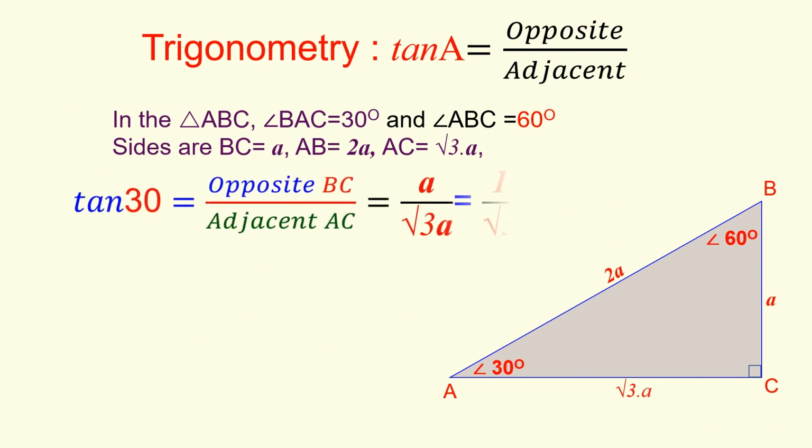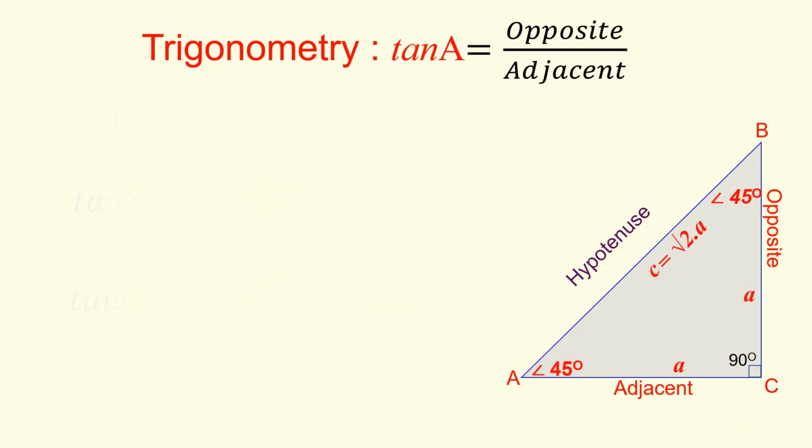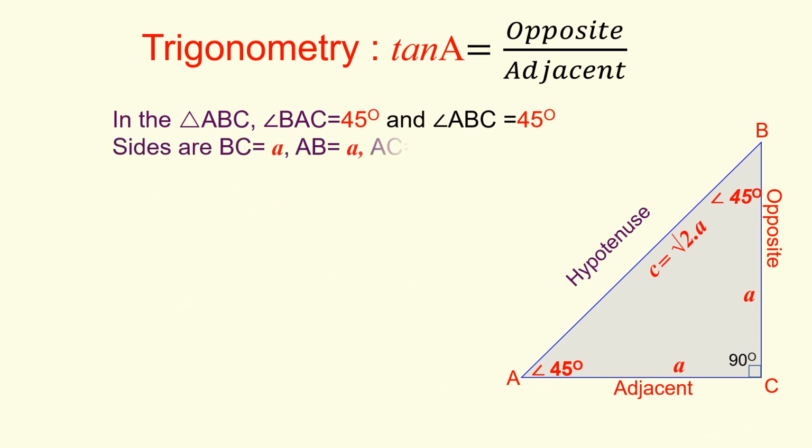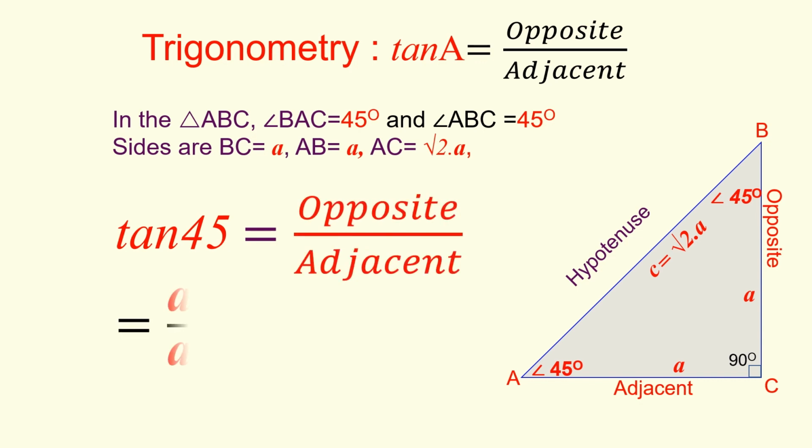Tan of 30 degrees equals 1 by root 3. And tan of 60 degrees equals root 3. Tan of 45 degrees equals 1, as sides opposite and adjacent are equal.